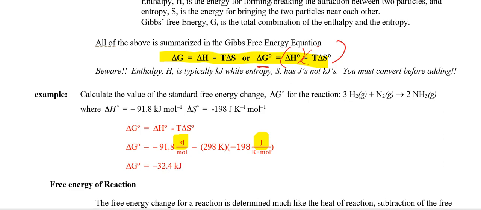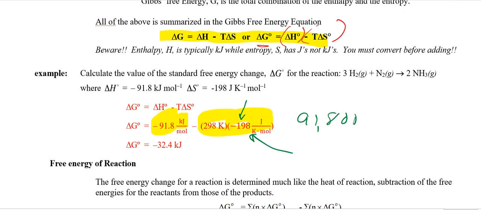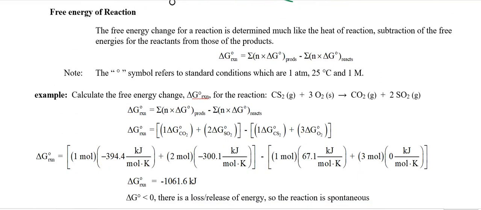If you do the math on these things, you have to be aware that this number is going to be in joules, this is in kilojoules. When I did it, I just switched to 91,800 joules when I added them into the calculator. For me, that's easier than making that 0.198. But really, it's up to you. Just pay attention to your units. Okay, that's probably kilojoules per mole there. Sorry about that. Pay attention to the units.